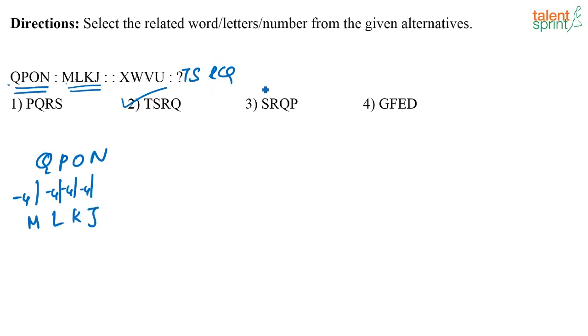Just by looking at it, you know it is alphabetical letters written in the reverse order. This logic should click to everybody. If it is not clicking, then you can do a minus 4. This is actually the more lengthier one. This would be easier to do.